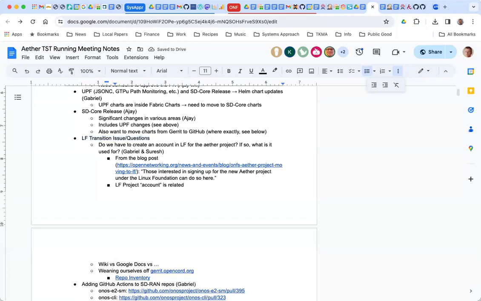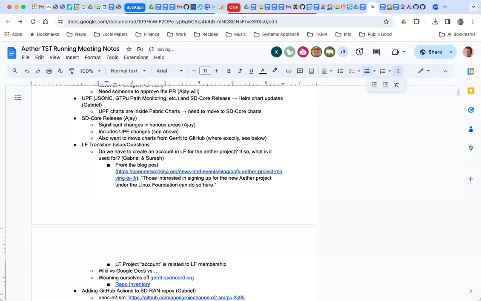So the LF project quote unquote account is related to LF membership. I think it's not necessarily, but I'm just going to say not access to Jira, Gerrit, GitHub, Jenkins, etc. So it's just your organization. It's at the organization level, not the person level.